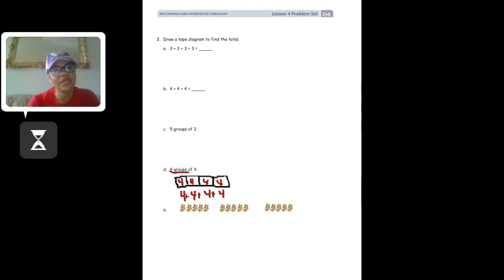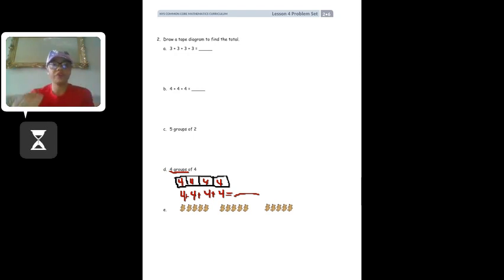So I'm going to put 4 in my tape diagram and then 4 in my repeated addition equation. And so now it's time for us to find the answer to this repeated addition equation and find the total number that we have inside of our tape diagram. So let's see, what's 4 plus 4? 8. And what's 8 plus 4?